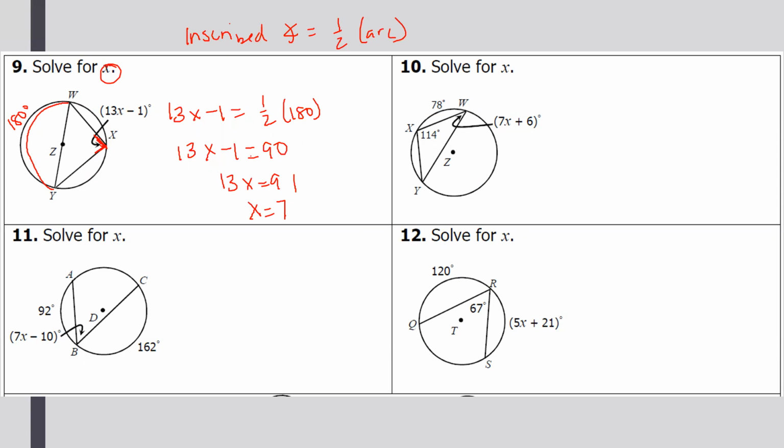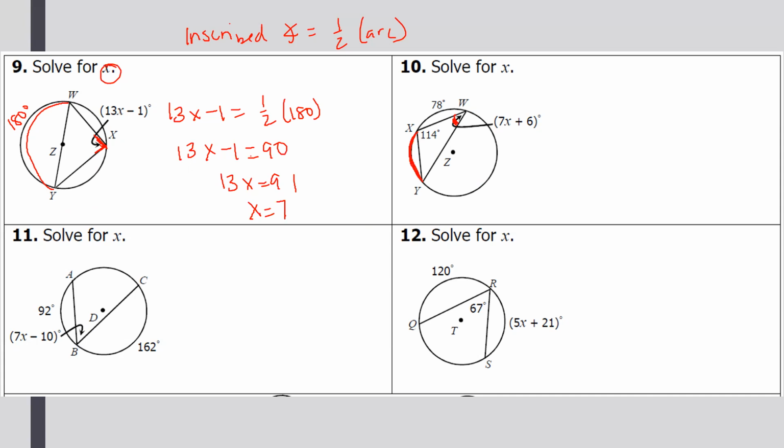Let's look at number 10. Number 10, we have an angle right here, 7x plus 6, and that angle is going to be half of this arc, but I don't know the measure of this arc. So now we have to use other pieces of the circle to help us find the measure of the red arc. And once I know the measure of the red arc, I can use that to find my missing angle here, which will help me find x.